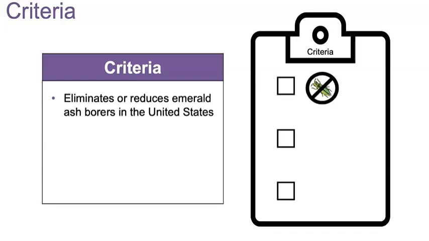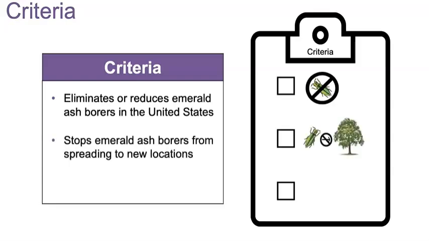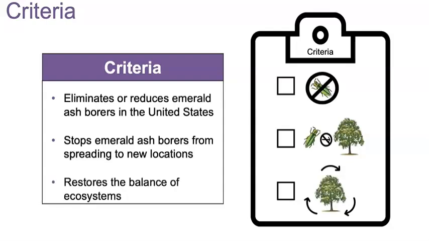Do you agree that we need a solution that stops emerald ash borers from spreading to new locations? I hope so. And in the worst case scenario, the emerald ash borer completely destroyed the balance of the ecosystem. I think we need a solution that restores the balance of ecosystems.